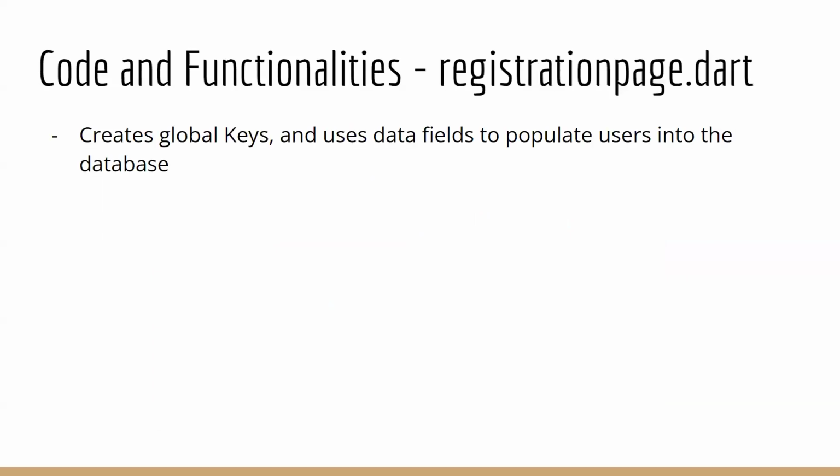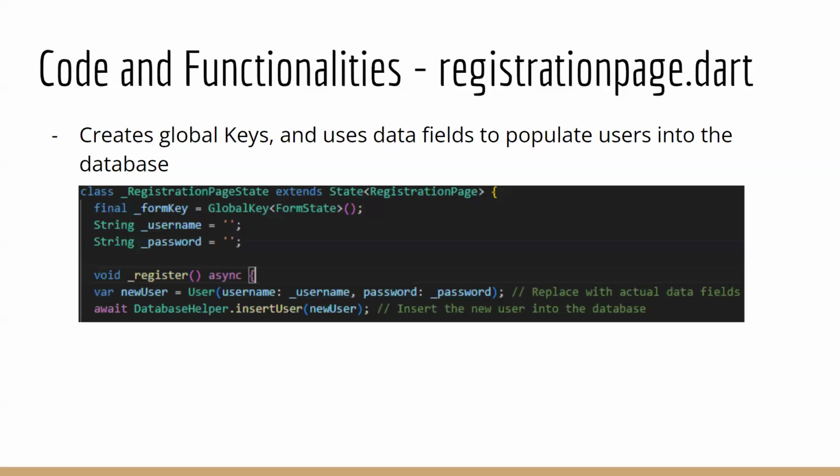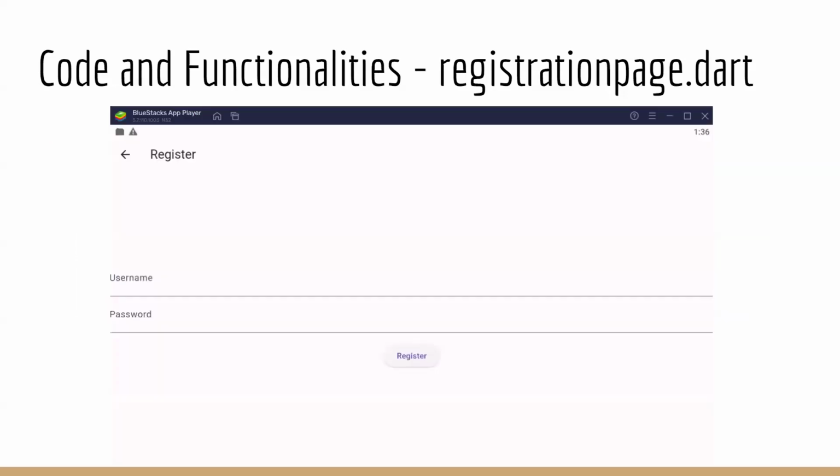The registration page dart file creates global keys and uses data fields to populate users into the database. So here we can see it's creating the keys. It'll send to the secure storage.dart file. And when you're registering for a new user, this is what the variables will show. And that's what it's going to insert into the table or the database. This is what the register screen looks like.